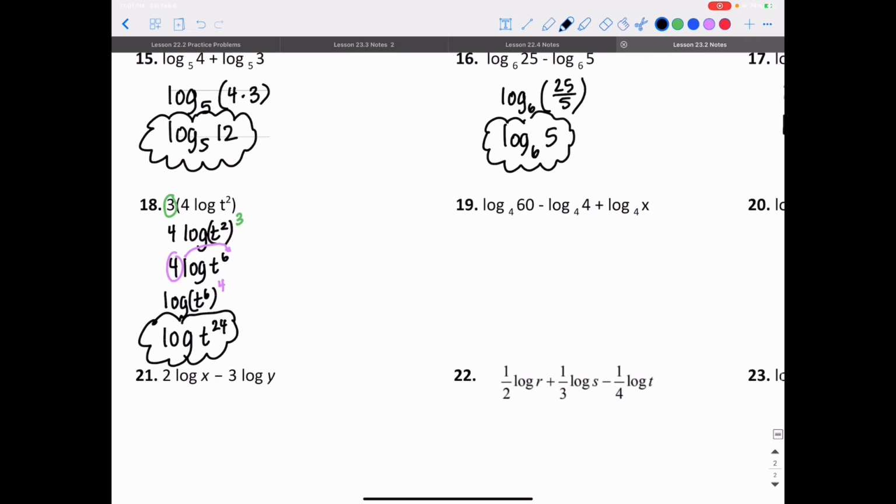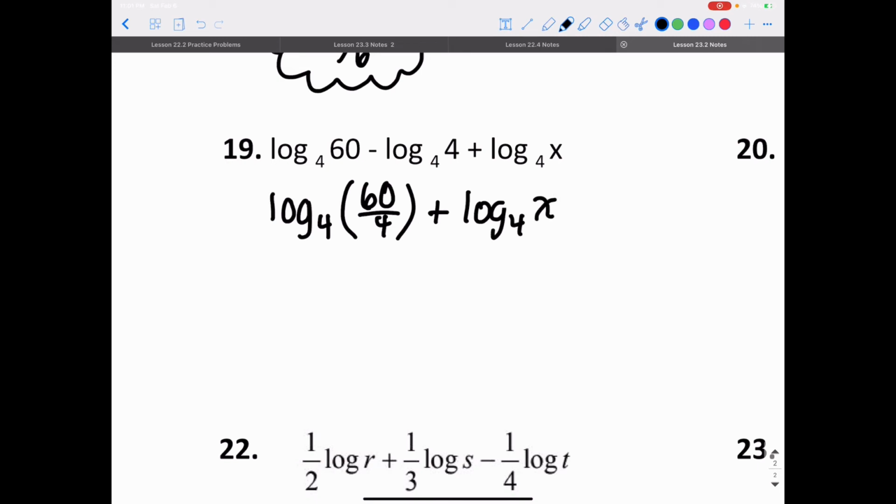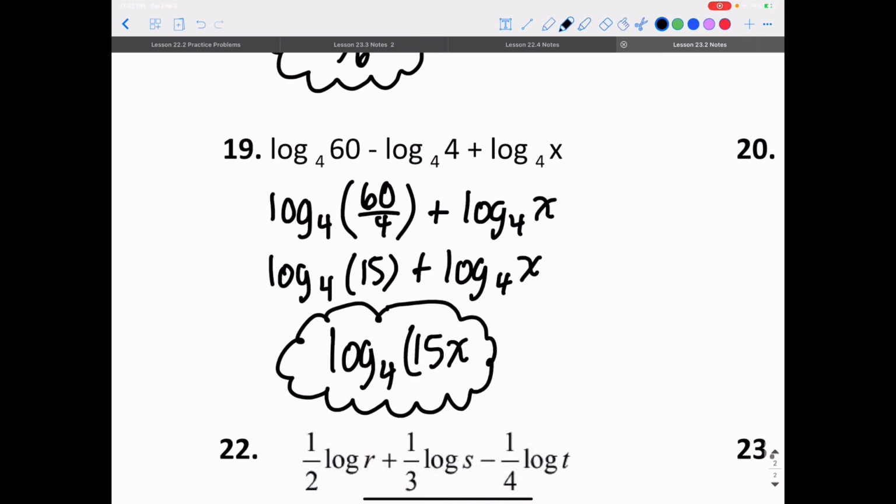Done. For 19, I have log base 4 of 60 minus log base 4 of 4 plus log base 4 of x. All of these have 4 in common. I'm going to read left to right. So I'm going to do log base 4 of 60 divided by 4 plus log base 4 of x. And from here, 60 divided by 4 is 15. I have log base 4 of 15 plus log base 4 of x. So I end up with log base 4 of 15x. And this is condensed form. I have no coefficients. I'm good and done.